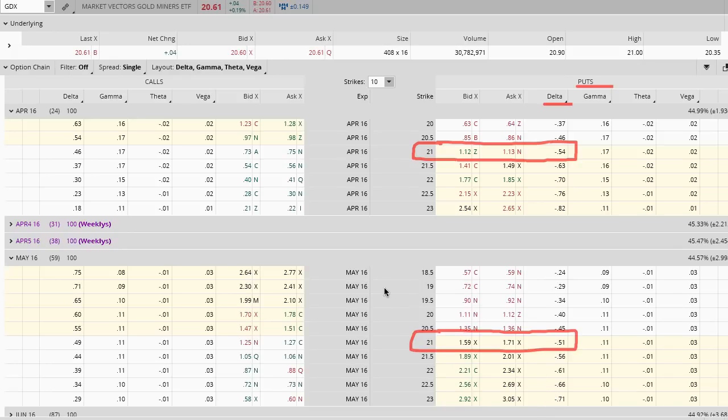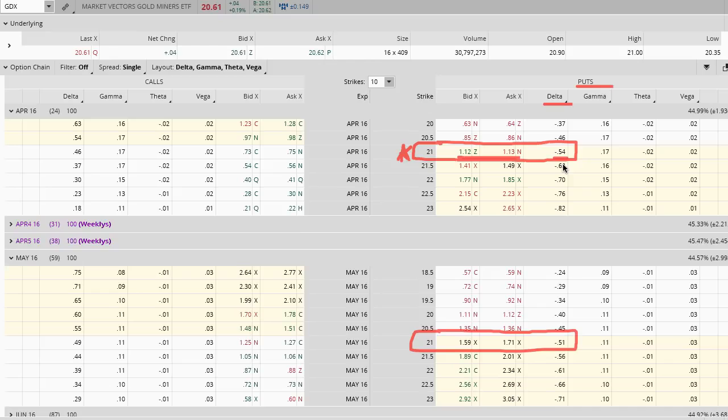Just remember that delta is telling you how much money you make for a $1 move higher in the underlying stock. If you owned the April 21 strike puts and the stock moved up by $1, the value of your contracts would go down by 54 cents. So right now they're valued at about $1, $1.12, $1.13. They would go down by $54.